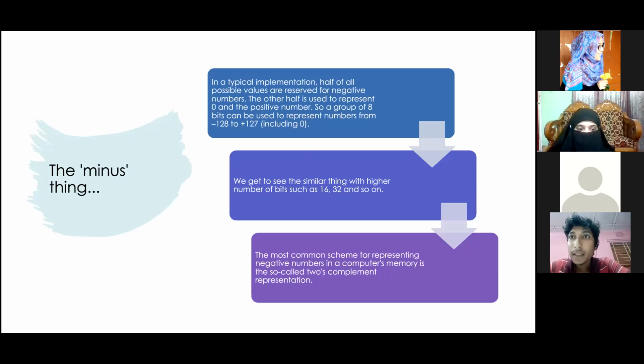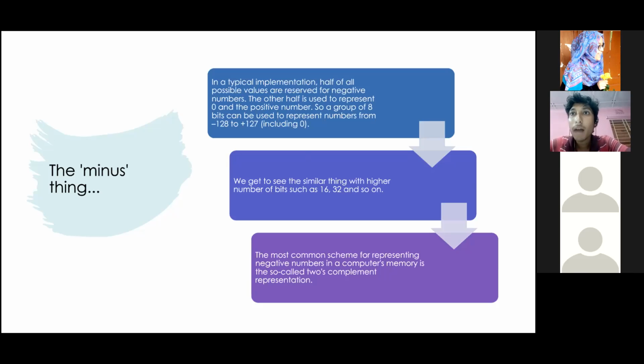The minus thing. In a typical implementation, half of all possible values are reserved for negative numbers. The other half is used to represent 0 and the positive numbers. So a group of 8 bits can be used to represent from minus 128 to plus 127, including 0. We see a similar thing with higher numbers of bits such as 16, 32, and so on. The most common scheme for representing negative numbers in a computer's memory is the so-called two's complement representation.